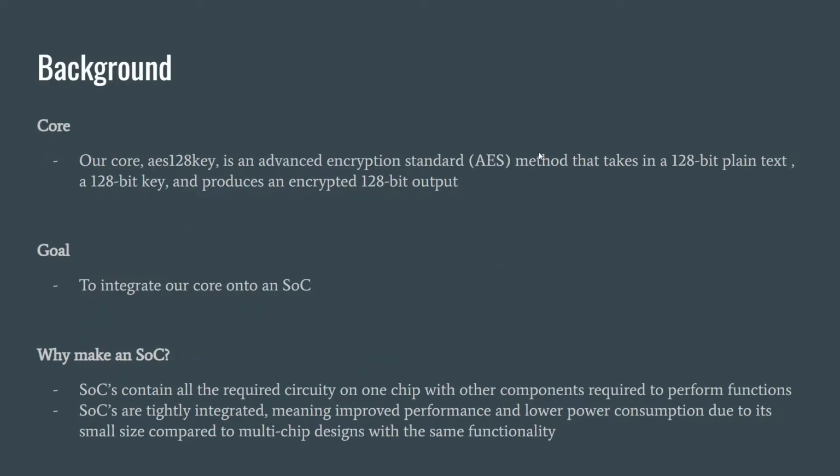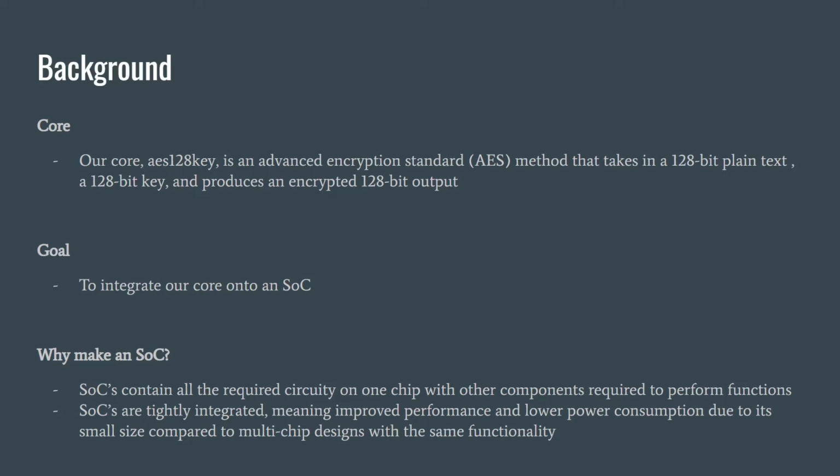So for some background, our core that we chose was the AES 128 key. And what that is, is an advanced encryption standard method. So basically it takes two inputs. One is a 128-bit plain text and the other a 128-bit key. And it will encrypt the plain text using the key, and it will produce an encrypted 128-bit output. So our goal is to integrate our core onto an SoC.